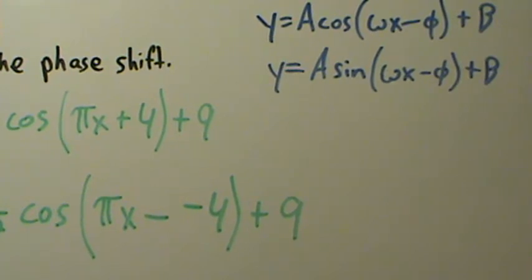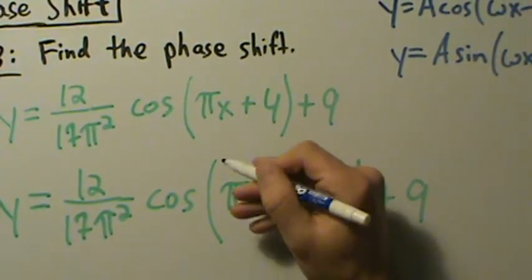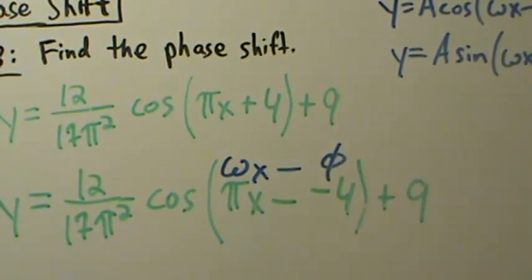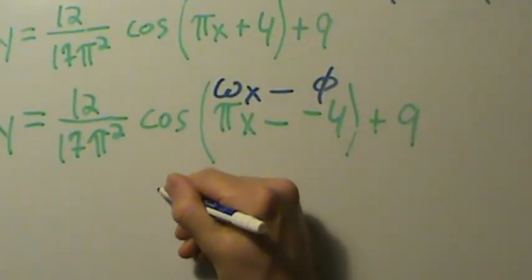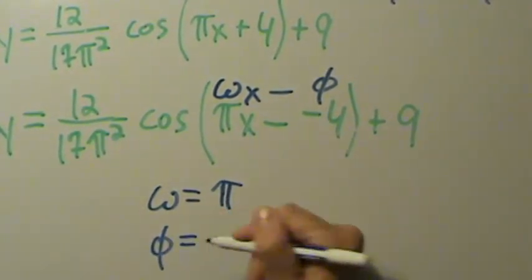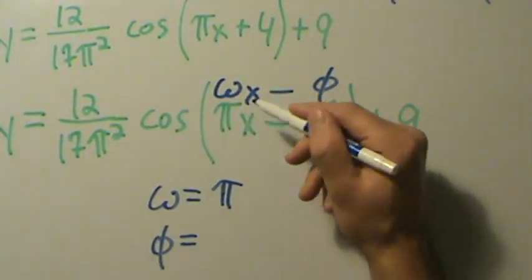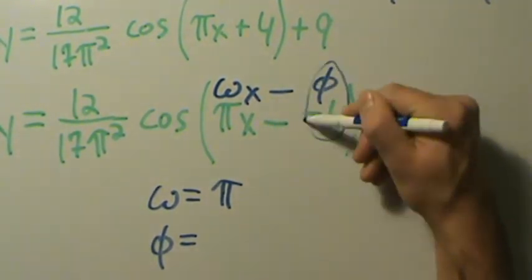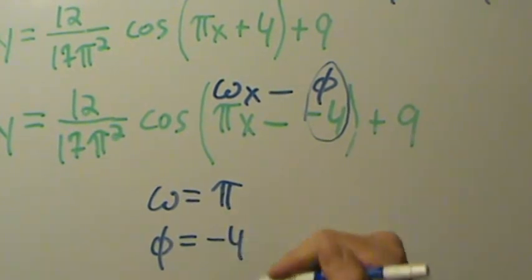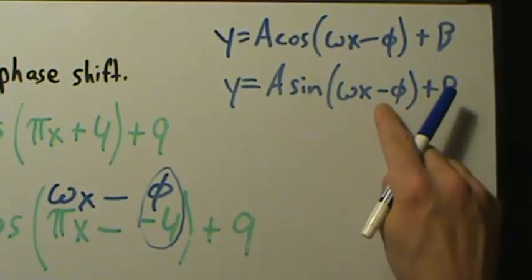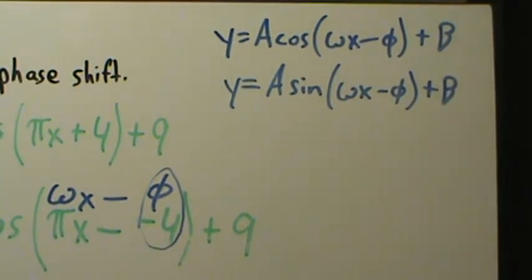Okay, so now we can easily identify omega x minus phi. We see right away omega is just pi. Omega is pi, and then phi, so it's omega, which is pi, x is just x, minus, there's a minus sign, and then phi is what's left over, which is negative 4. So phi is negative 4. So be very careful about that. It is maybe kind of weird with the minus signs, but again, it's just a horizontal shift. That's all a phase shift is, just a horizontal shift.